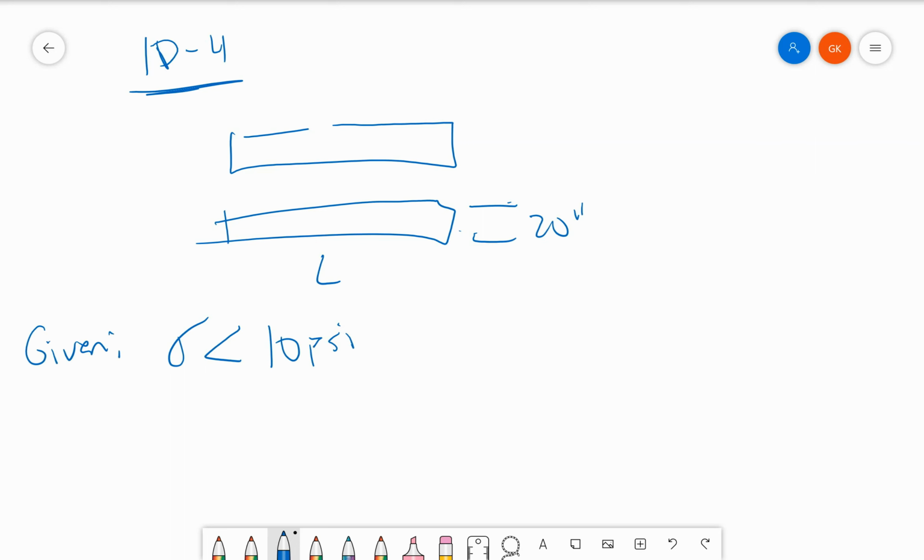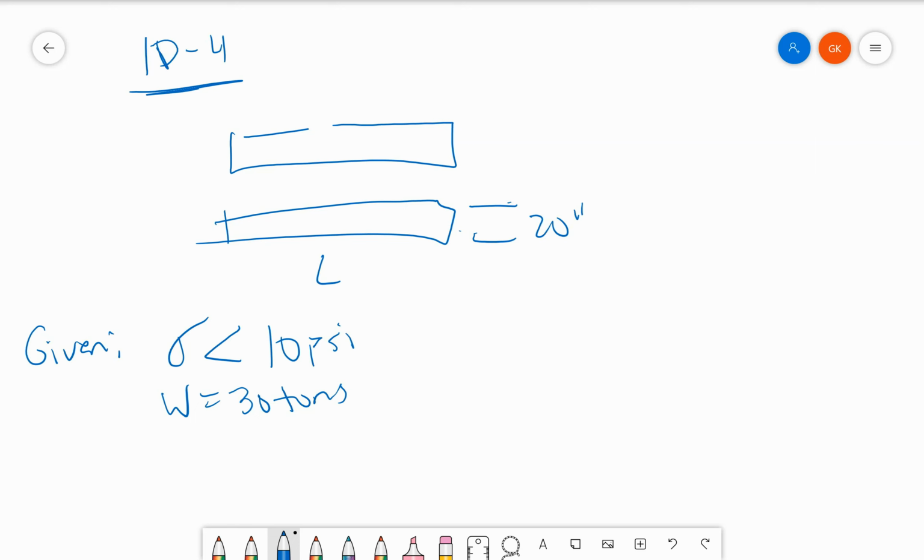The vehicle weighs a maximum of 30 tons. Weight is equal to 30 tons. And each of the two tracks is 20 inches wide. Determine the minimum required contact length L of the tracks so we don't destroy things.